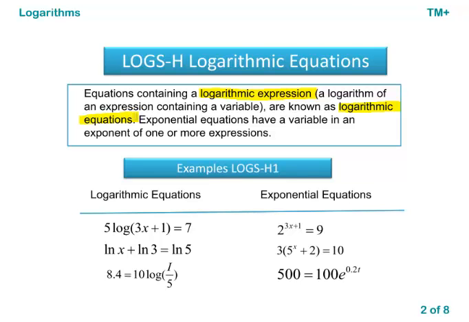Exponential equations have a variable in an exponent of one or more expressions. So let's look at the difference between logarithmic equations and exponential equations. You'll notice in each of these ones there are logs, whereas in each of the exponential ones there are exponentials. Pretty straightforward there.